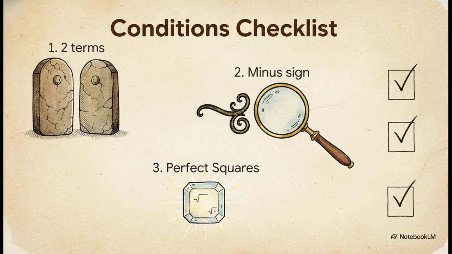So how do you even spot one of these in the wild? Well, it's actually pretty easy if you just use this 3-point checklist. First, look at it. Are there exactly two terms? Second, and this is a big one, is there a minus sign between them? You need that difference. And third, are both of those terms perfect squares? If you can say yes, yes, and yes, then congratulations, you've found a difference of squares problem.